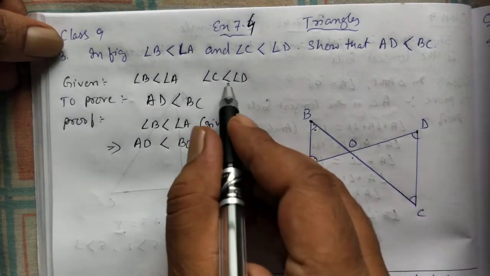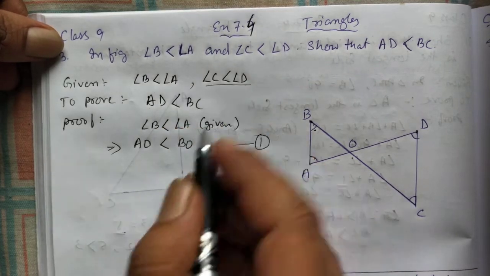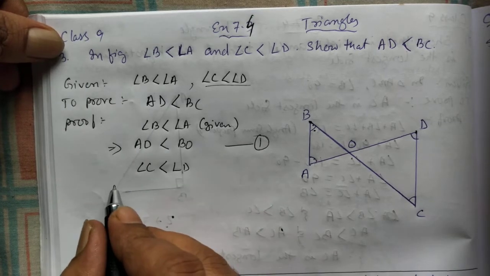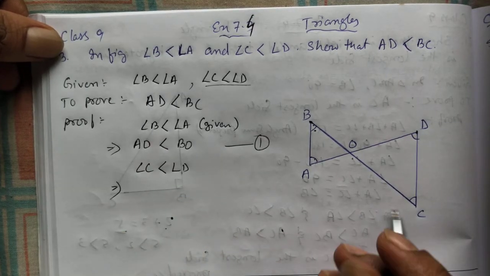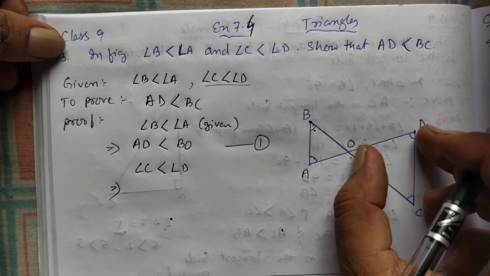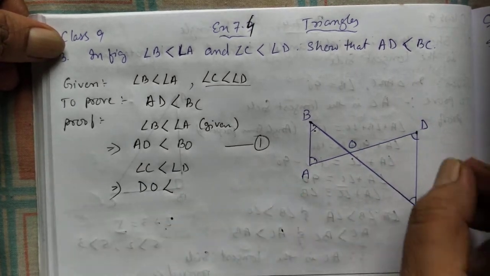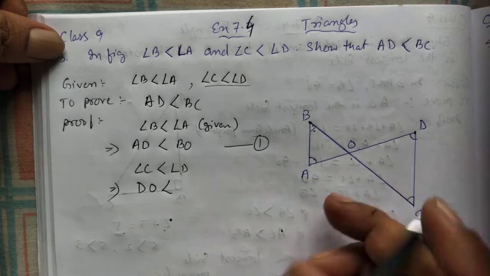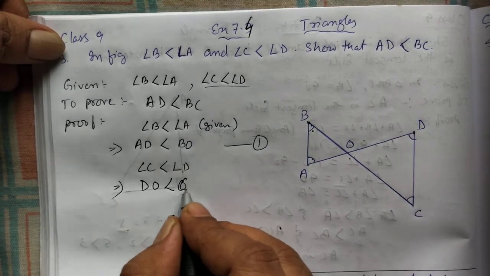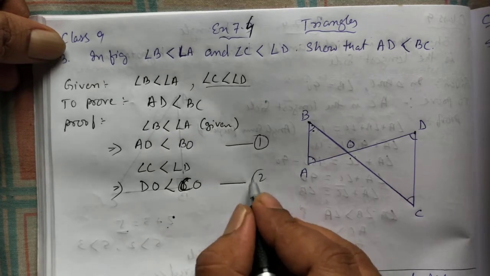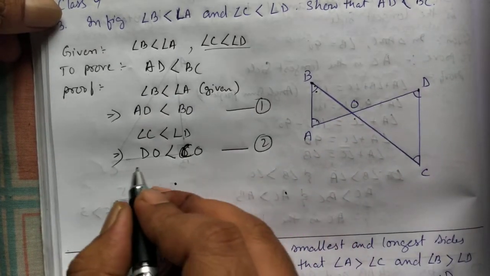Let's go to this second part. Angle C is less than angle D. Opposite of angle C is DO, is less than, opposite of angle D is CO. Mark this as equation 2. Now add equation 1 and 2.